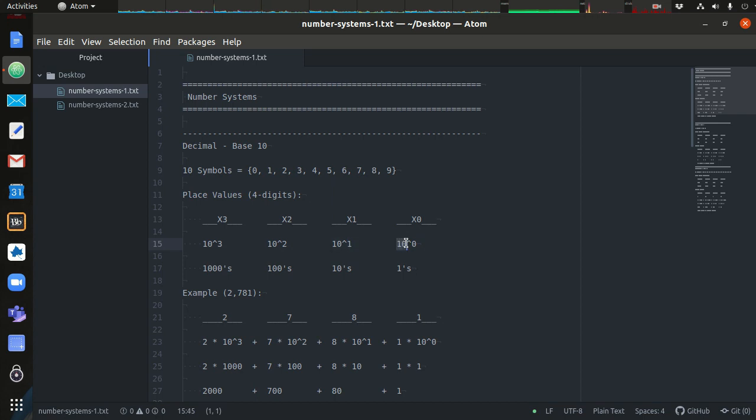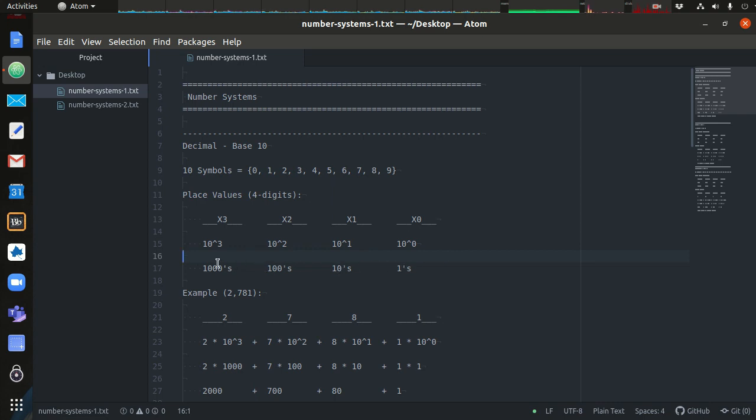So you start with the base, so this is base 10, and the first one is 10 to the 0 power, or 1. The next place is 10 to the first power, which is 10. The next place is 10 to the second power, which is 10 times 10, or 100. And this is 10 to the third power, 10 times 10 times 10. It's 1,000. Okay, so that's where our places come from.